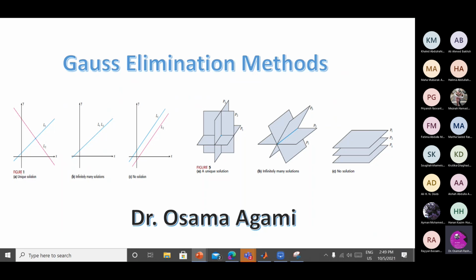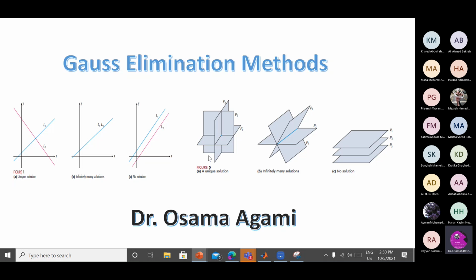Why am I saying that? This is the cases of solving a system of equations. You may have only one unique solution, you may have infinitely many solutions, and you may have no solution at all, even if you have 2 variables or 3 variables. If the lines are parallel, there is no solution. If they have infinitely many points in common, like a line, you have infinitely many solutions. And if you have only one intersection point, they call it a unique solution.